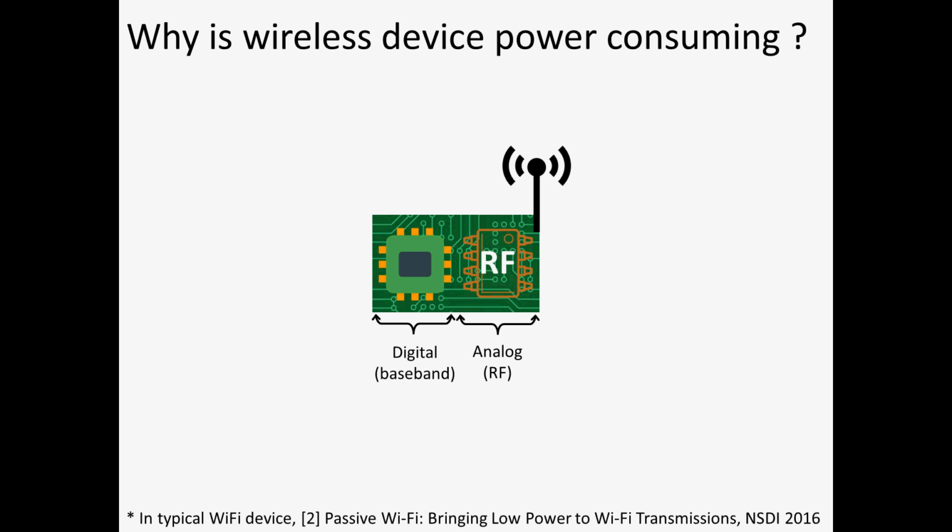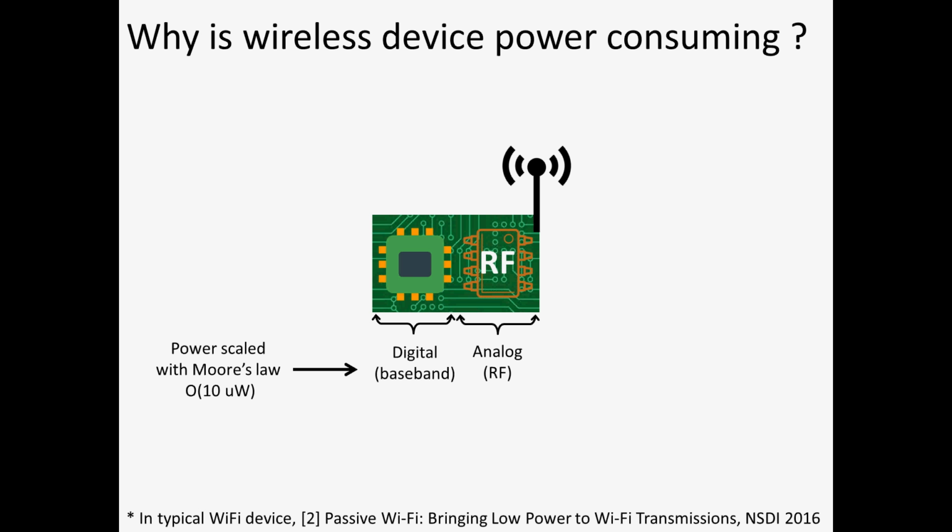Why are these wireless devices so power consuming? This is a typical configuration of wireless devices. It usually consists of a digital part and an analog part. The analog part processes the signals, then delivers the baseband signal to the digital part. The digital part does decoding and also generates the signal, then that generated signal is transmitted over the air through the RF.